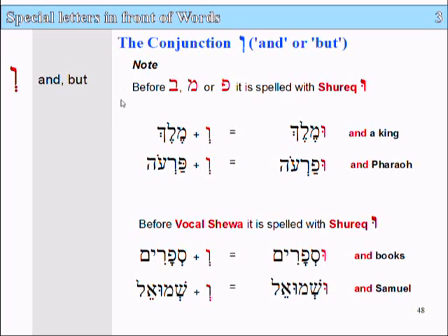So the vav means and when added in front of words, but if in front of the bait, the mem, or the pay, it changes from a v sound to an oo sound, but it still means and. And it also changes from a v to an oo sound if in front of a word beginning with a vocal shiva. That's these two vertical dots underneath the first letter of the word. The vocal shiva again has a very short e sound. So this is sefarim or Shemuel. That's got a very short e sound there.